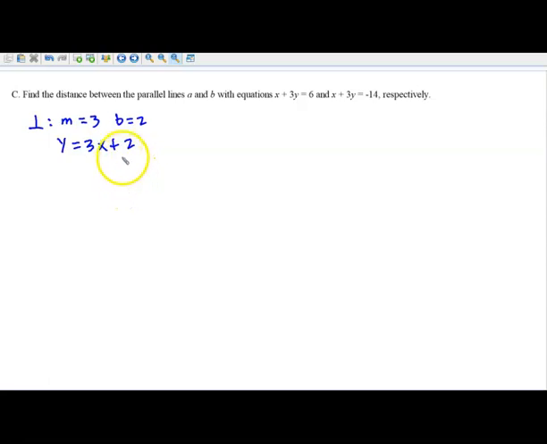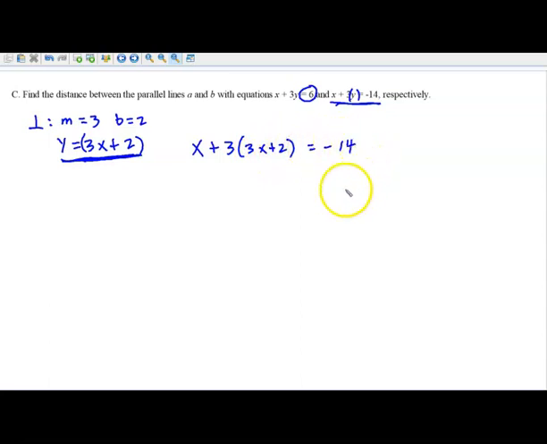All right, and so now let's set these two equal to each other. Since we use this for our y-intercept, we're going to see where these two intersect. We know these two are going to intersect at 6, but where do these two intersect? So let's set these equal to each other. And if you want, this is substitution as well. This one's solved for y, so we can just come over here, leave it in standard form, and replace the y with this. So x plus 3 times (3x plus 2) is equal to negative 14.